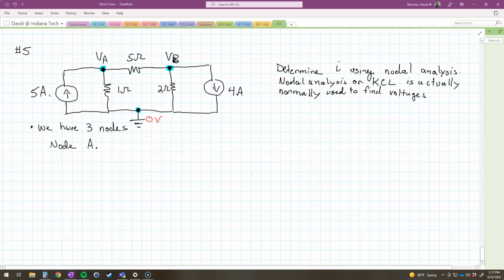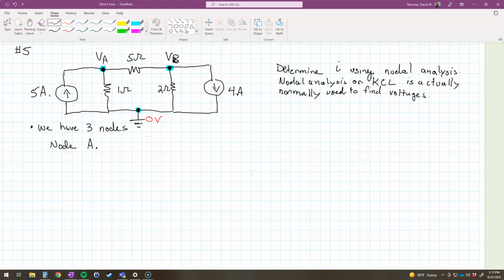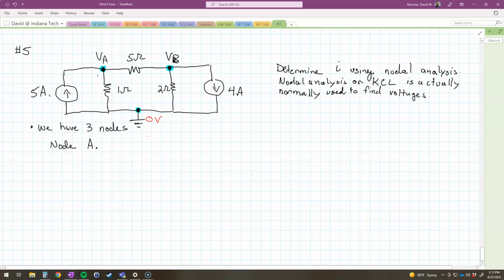So I'm going to look at node A, and let's draw all of the currents either entering or leaving the node. The rule of thumb here is that I always draw my currents leaving the node I'm working on when there are resistors. I am working on node A, so I'm going to draw the currents dealing with this 1 ohm and 5 ohm resistor leaving the node.